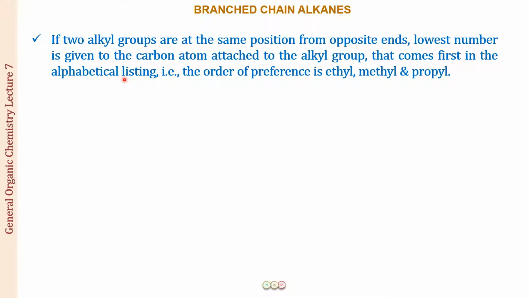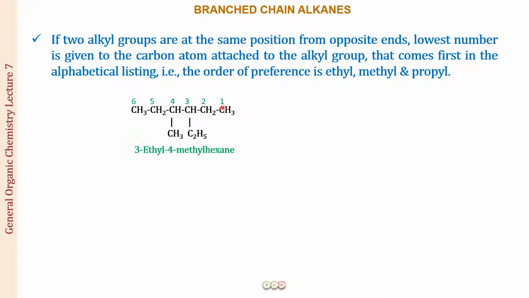So if there are two groups, that is an ethyl group and a methyl group, at the same numbers, what you will be doing is numbering that carbon a lower number which has the ethyl group, because alphabetically E comes before M. So the order is going to be E, M and P according to the alphabetical order. Let us understand this again with the help of an example. Without examples, it is not going to be clear.